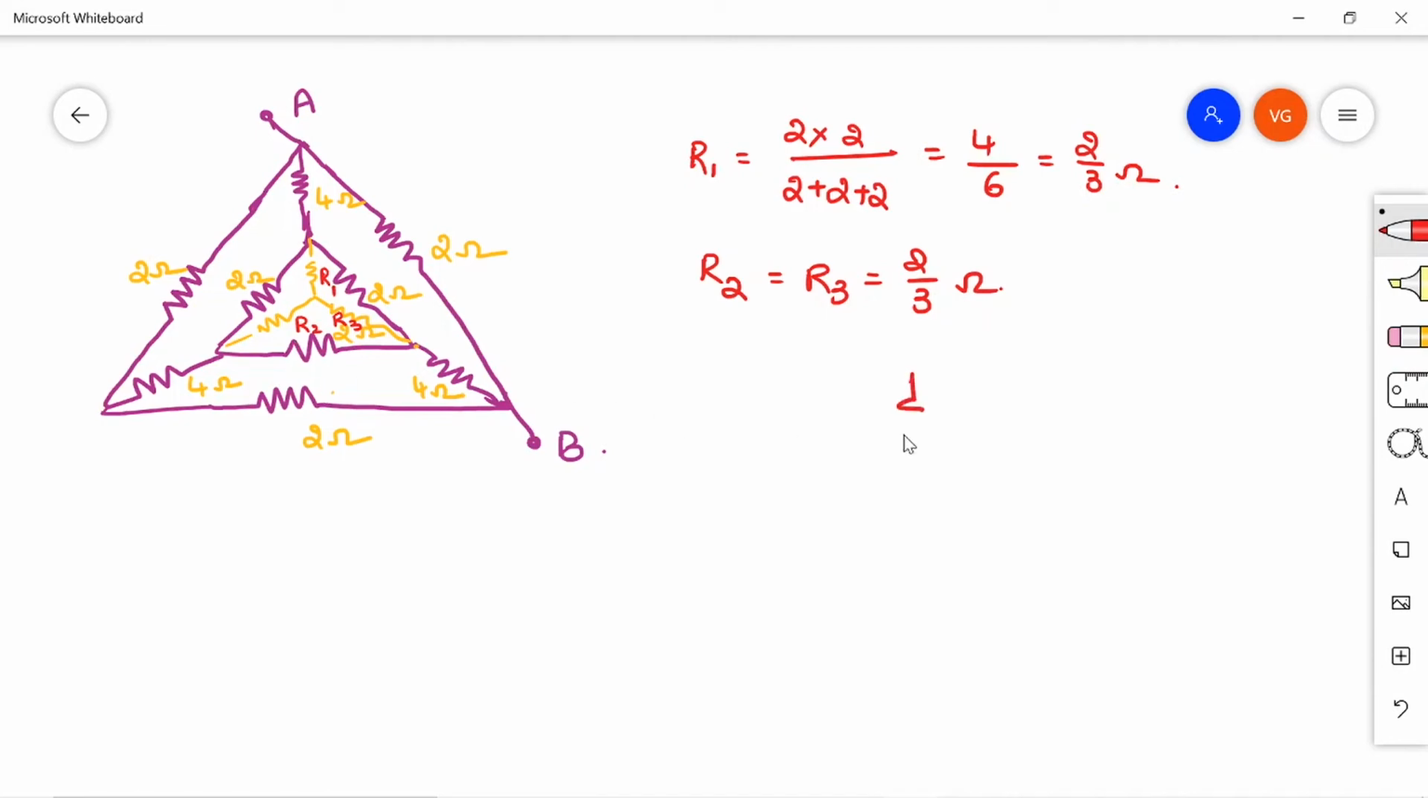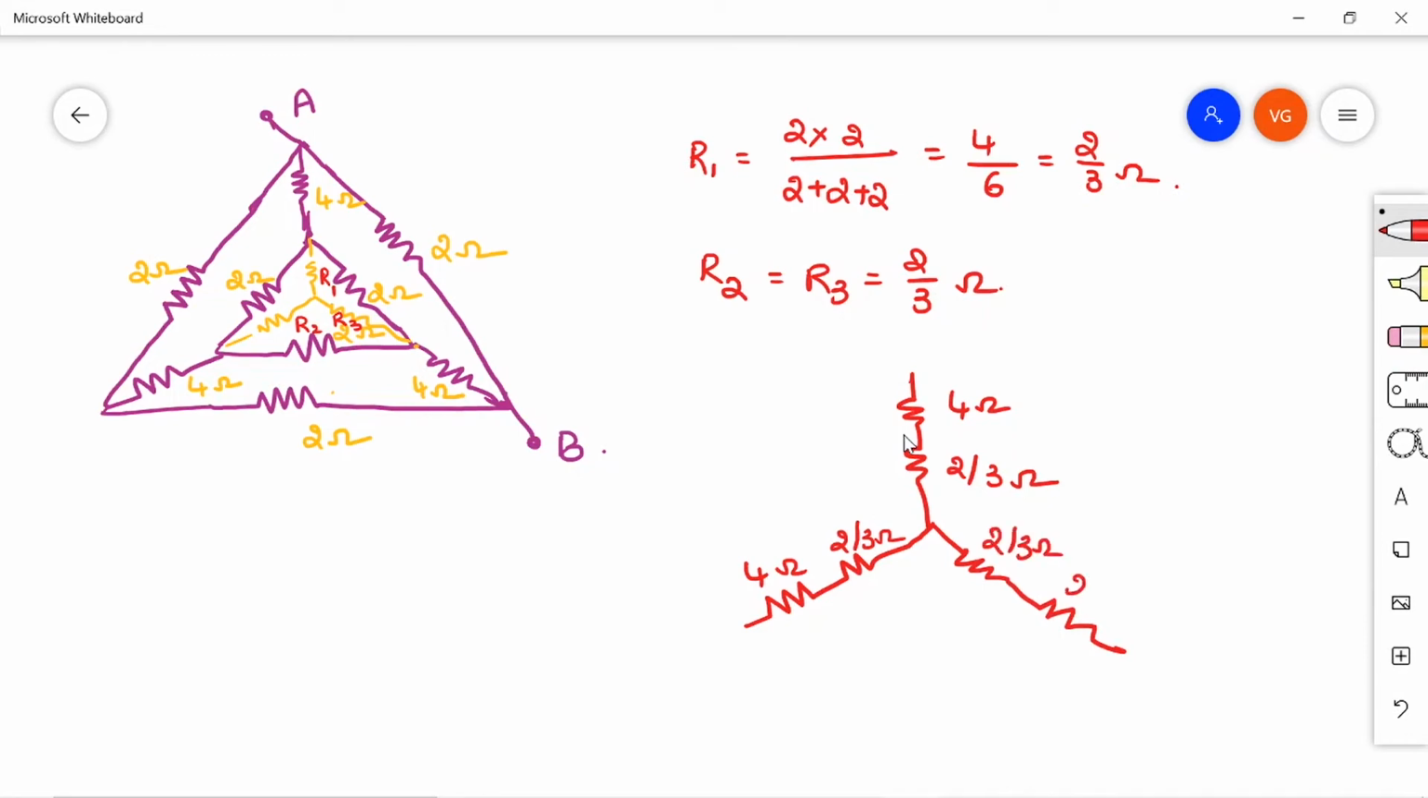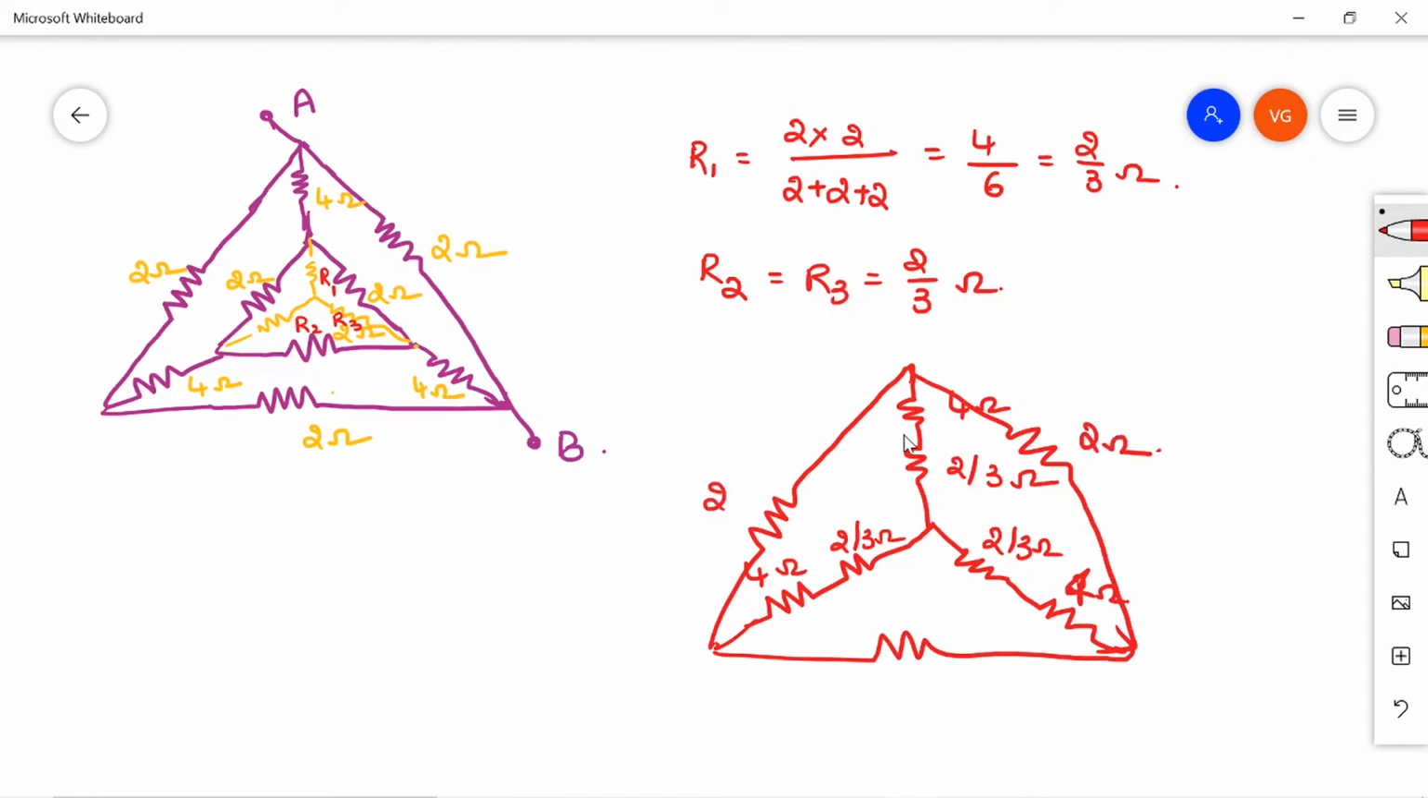See here, I have two resistors, that is 4 ohm and 2 by 3 ohm here. Similarly, this branch has two resistances, again 4 ohm and 2 by 3 ohm. Again in this branch also 2 by 3 and 4 ohm, right? So this is 2 by 3 and this is 4. Now outside we have a big delta that you can draw, right? It is better to draw the circuit at each stage so that it will give you a clear understanding. So the outside delta here is 2.